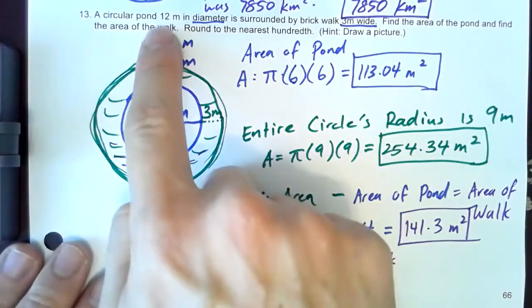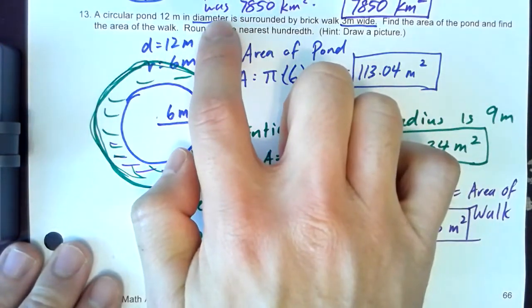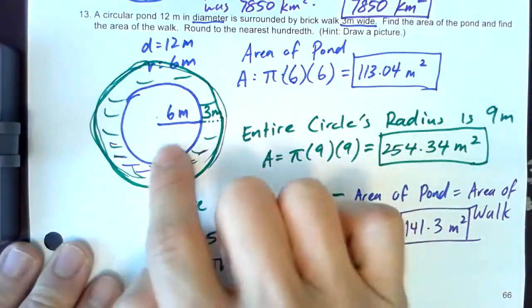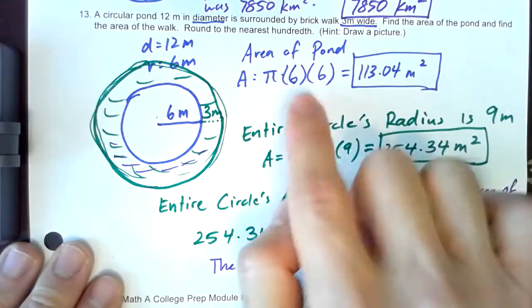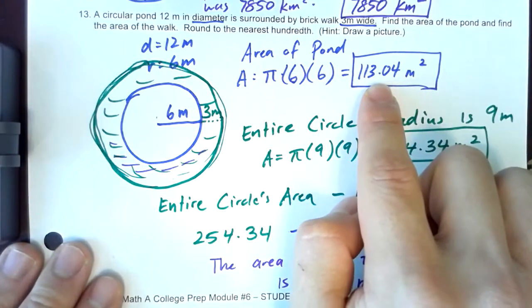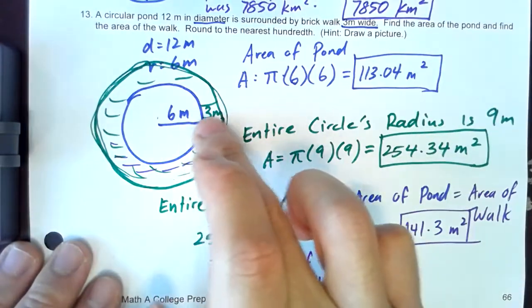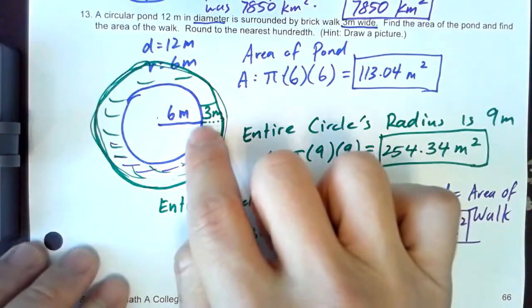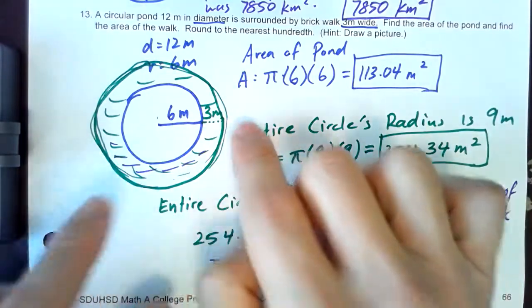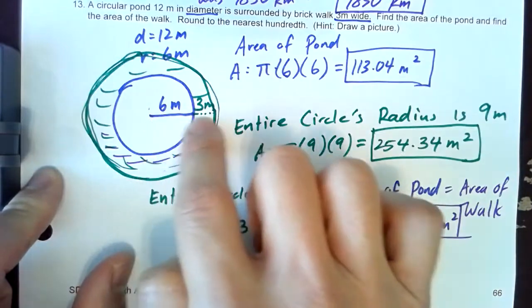They said a circular pond has 12 meters in diameter. Okay, so if it has 12 meters in diameter, that means the radius is 6. And just off of that piece of information, I was able to calculate the area of the pond. Pi times 6 times 6 gives me 113.04. They also said that there is an extended walkway from the circle that is 3 meters wide. So drawing the picture, you start to realize, wow, this entire circle has a radius of 9.